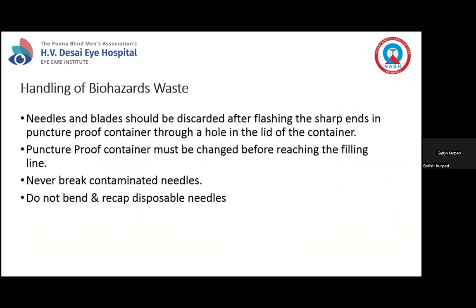Handling of biohazardous waste. Needles and blades should be discarded, after cutting the sharp end, in the puncture-proof container through a hole in the lid of the container. The puncture-proof container must be changed before reaching the filling line. Never break contaminated needles, and do not bend or recap disposable needles. Recapping a needle may harm the person who is recapping it.